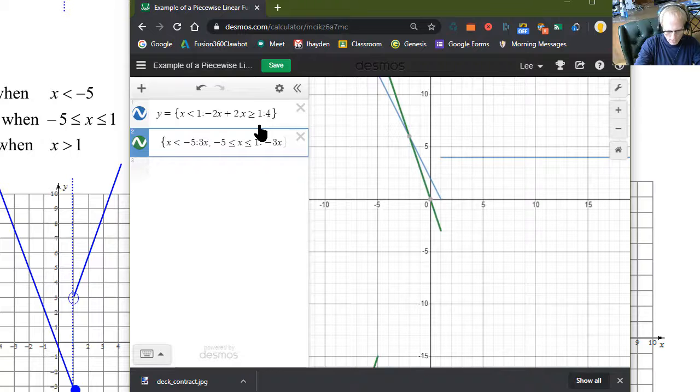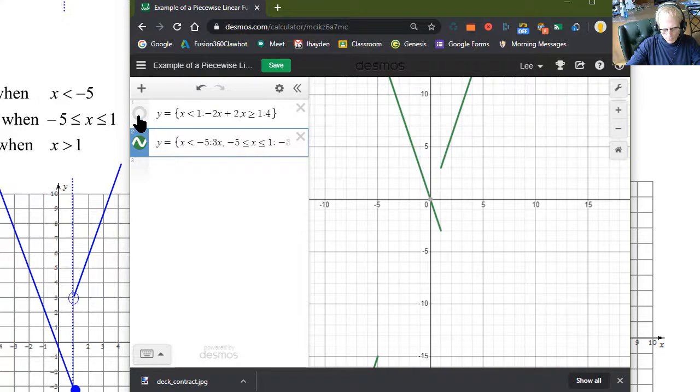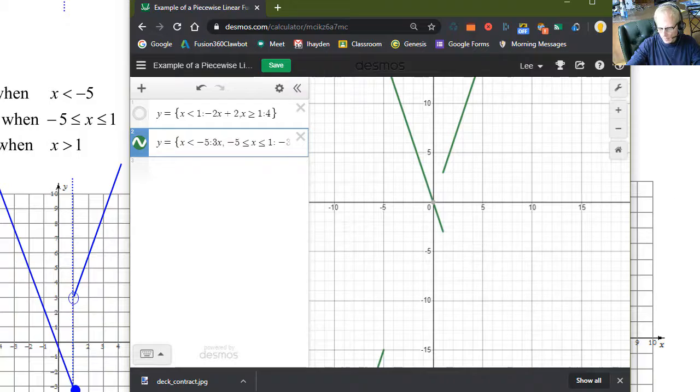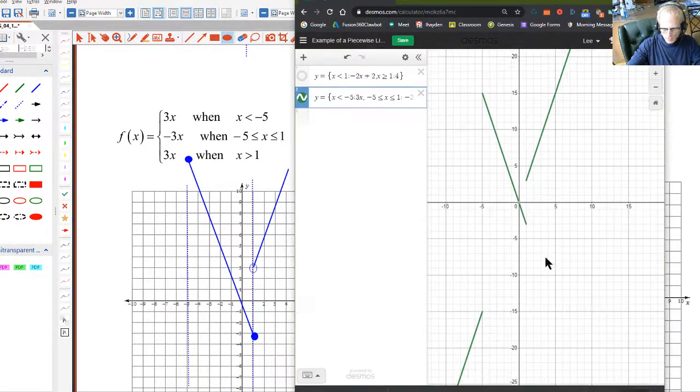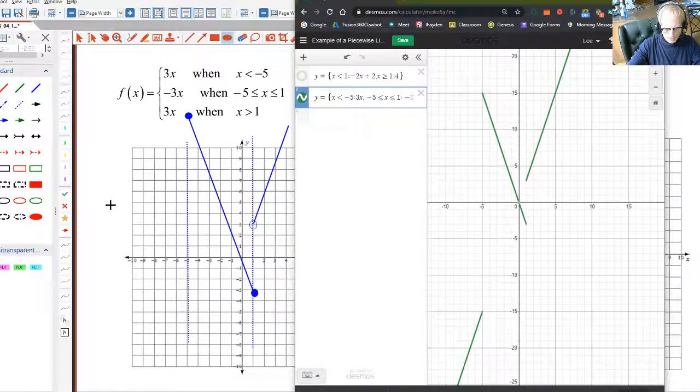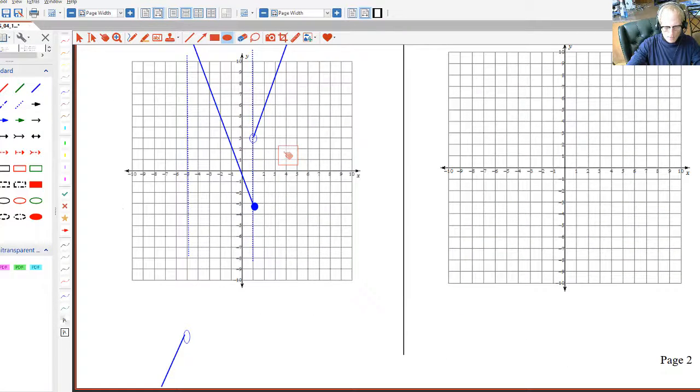All right, then I put another comma because I have another rule, and then I'm going to say x greater than 1, colon, 3x. All right, and now let me get rid of the first one so that you can see. And let's see, is that what ours looked like? Yes, indeed it is.